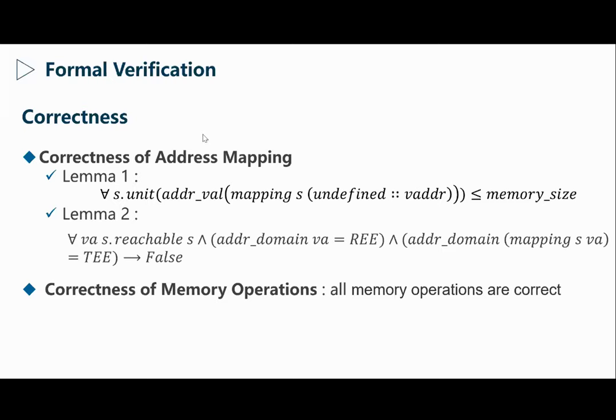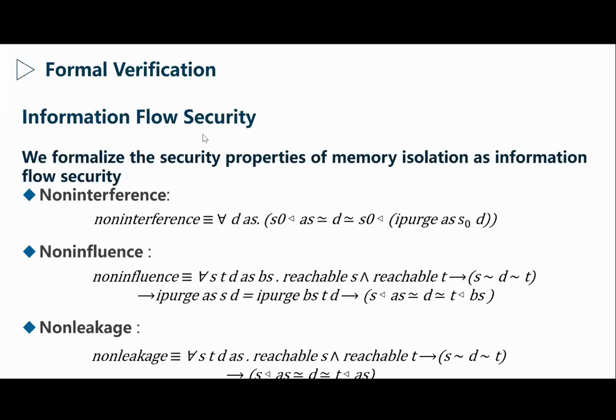The correctness of memory operations means all memory operations are correct. The information flow security properties of the model include no interference, non-leakage, and non-influence. Due to time constraints, we will not give a detailed introduction.